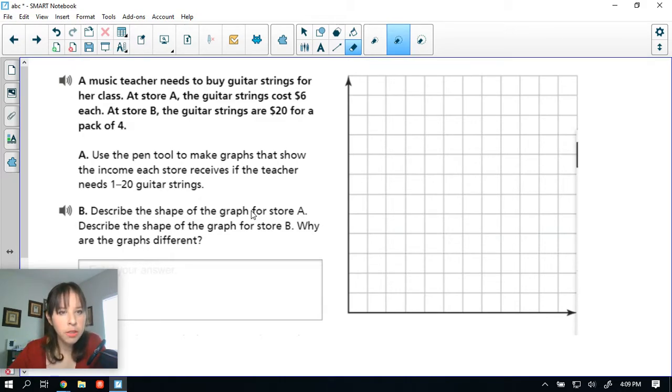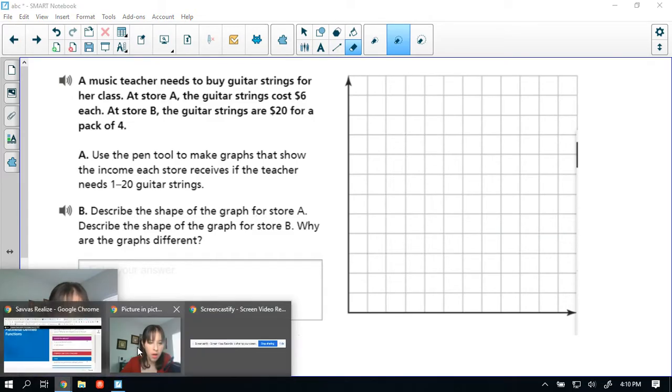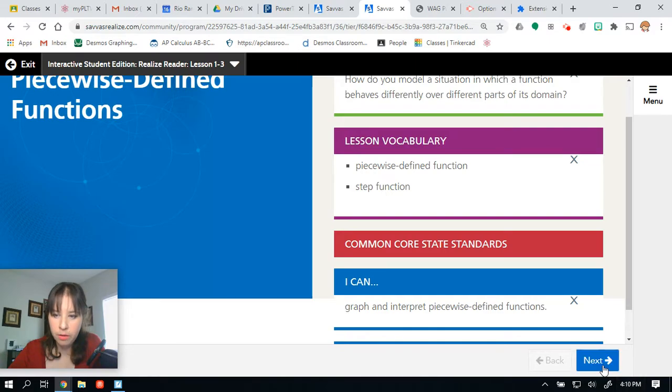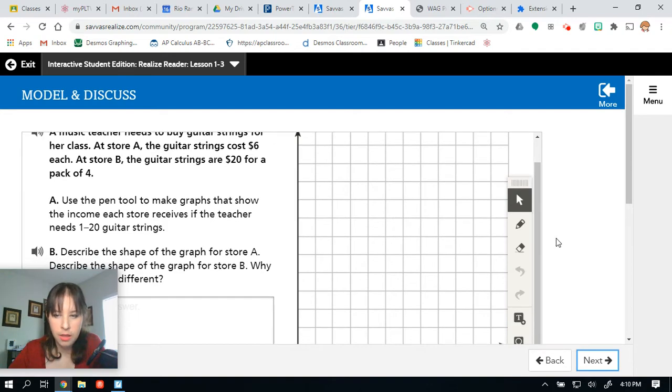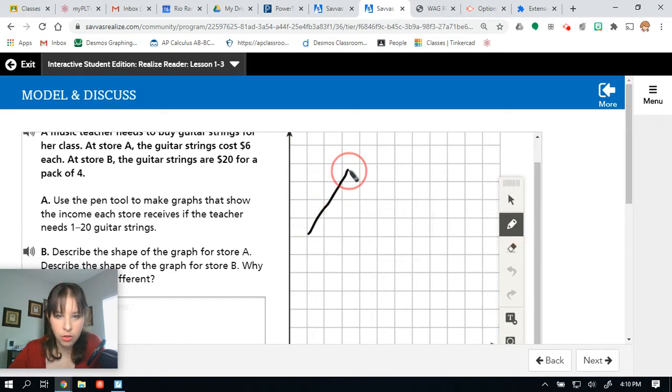So a music teacher needs to buy guitar strings for her class. At store A, the guitar strings cost $6 each. At store B, the guitar strings cost $20 for a pack of 4. They want you to use a pen tool to make graphs to show the income each store receives from the teacher, if the teacher needs 1 to 20 guitar strings. So I am assuming the pen tool that they're talking about is this tool right here that allows you to draw on the actual graph.